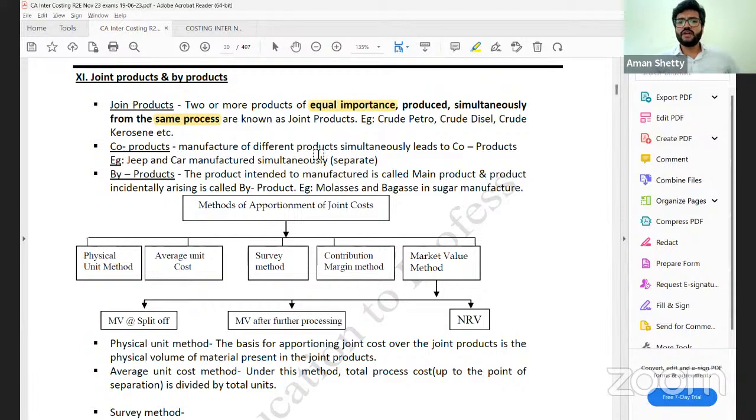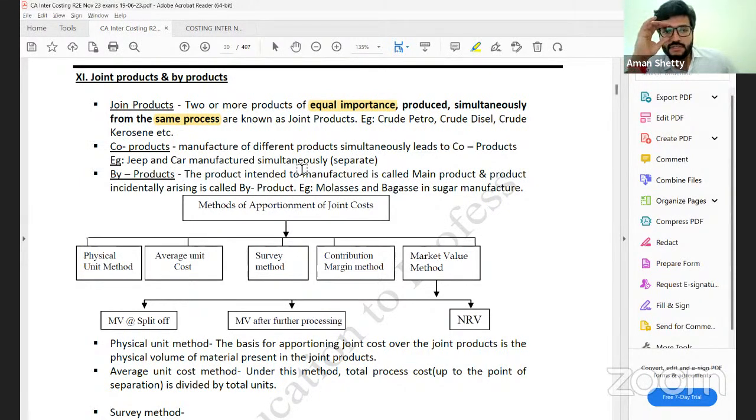Next, co-products means what? It is different products that are produced simultaneously. Example, jeep and car. Co-product difference, it need not be from the same process. Are you guys understanding? Yes, sir. It only produces simultaneously, but it need not be from the same process.